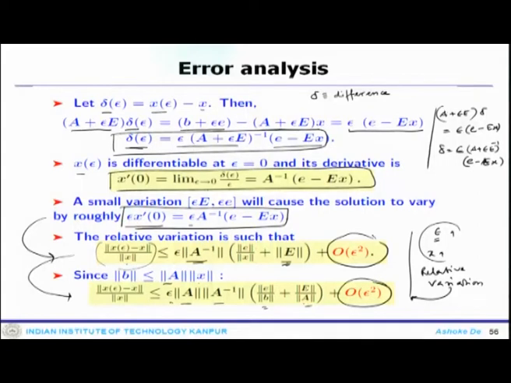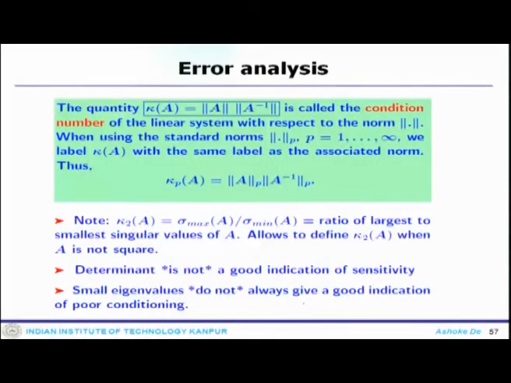So, these are going to be important when you actually use the iterative methods to find out the error, because the error needs to be decreasing when you go ahead with the iterative process. Now, there is a quantity which you have come across, called the condition number.